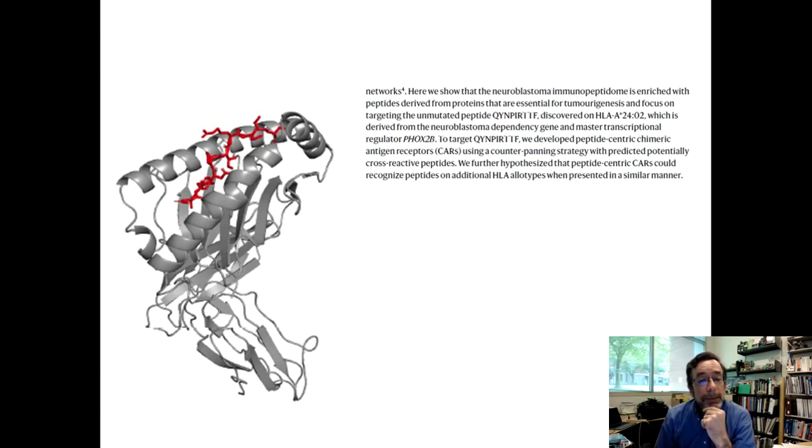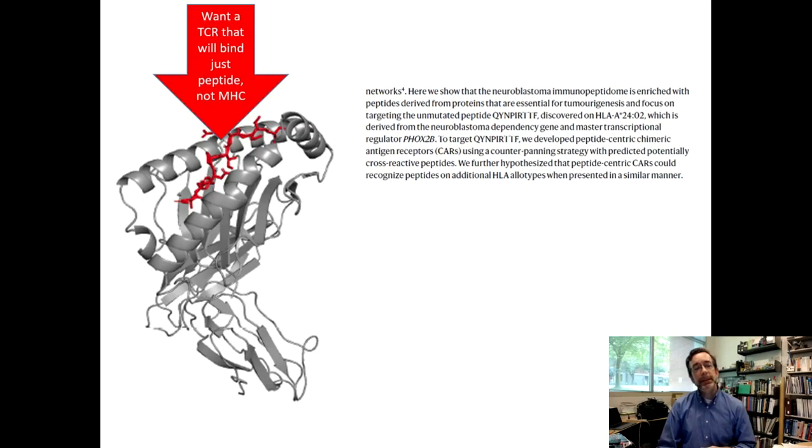So here's the peptide itself. This is the peptide. You can see the sequence right there, QYNPIRTTF. And it comes from a protein called PHOX2B, which is upregulated in neuroblastoma. So a bunch of these peptides get on the surface of the cell. The problem is, people have different MHCs, but the same peptide ends up on multiple MHCs. So what they've done is they've made a receptor that binds just the red stuff and doesn't bind the gray stuff here. We want a TCR that will bind just the peptide, not the MHC.